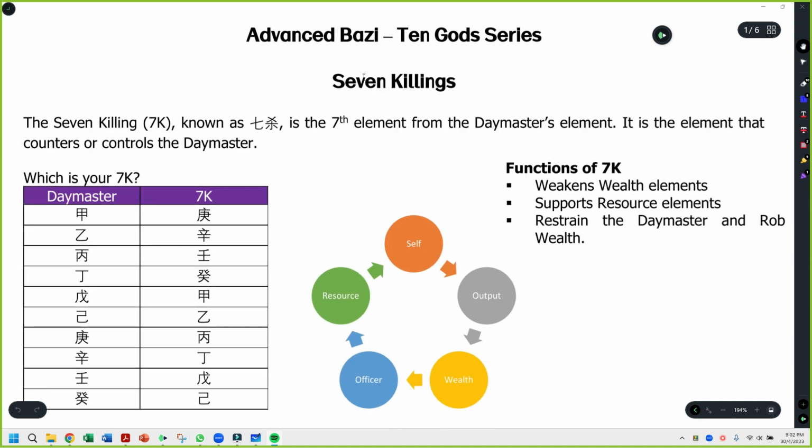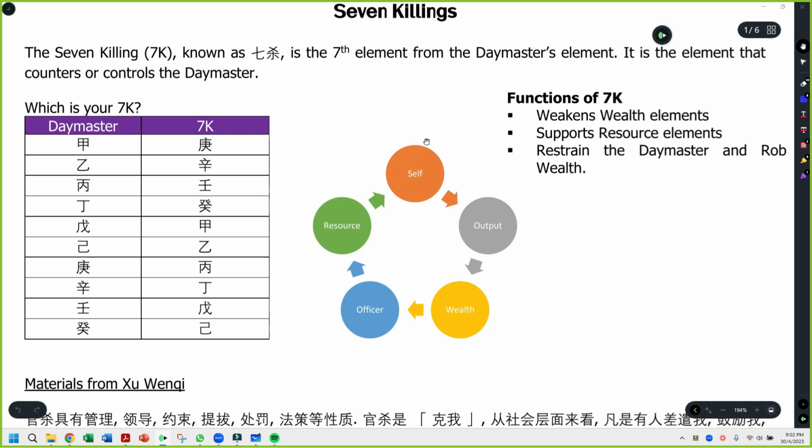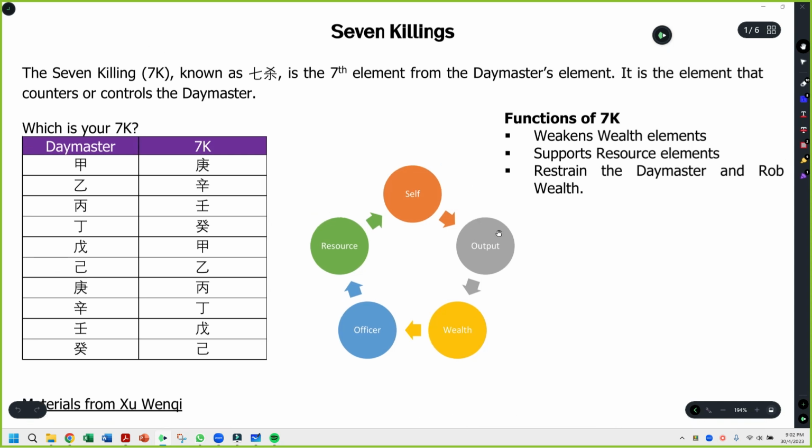Now, to the layperson, Seven Killings, of course, is very scary with the word killing. And technically, even though it may be the element that can kill you, it's called Seven Killing because it's technically the seventh element from the Day Master. Therefore, when you have your Day Master, that is you, then the second element would be your Rob Wealth, then followed by your Hurting Officer, your Eating God, then your Direct Wealth, Indirect Wealth, your Direct Officer, and your Indirect Officer.